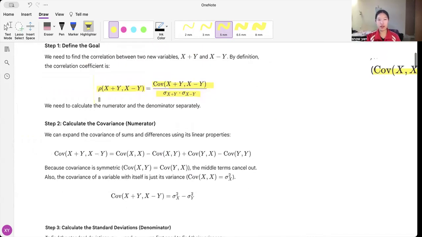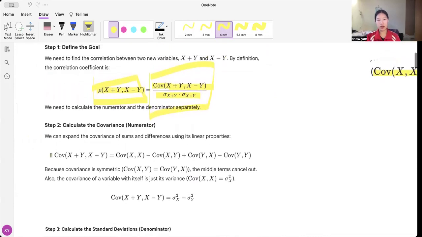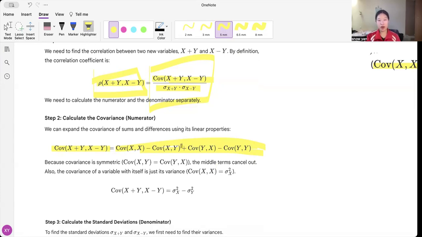Since we're trying to find this thing over here, we have to find these individually on the right. We're going to first start off with covariance. Covariance of X plus Y, X minus Y uses the same bilinearity rule we just talked about, so we were able to expand it out to this form. Because covariance is symmetric, so covariance of XY is equal to the covariance of Y and X, the middle terms cancel out. And as I said earlier, covariance of the same variable is its variance. So we just get sigma X squared minus sigma Y squared.